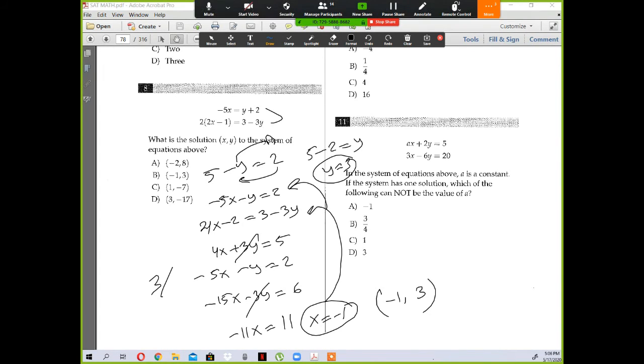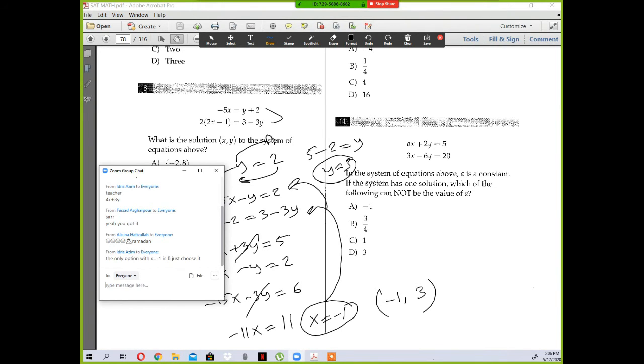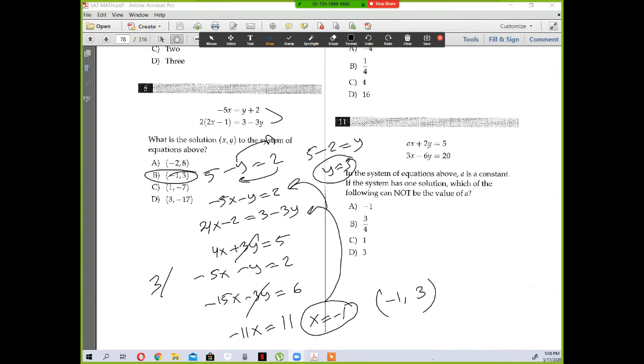Okay. And B. What do we have in chat? Yeah, when you find the value of x as minus 1, because you don't have minus 1 here, minus 1 here, minus 1 here, you don't have it, just select B without finding y. You can do it. You can find multiple ways to solve this.